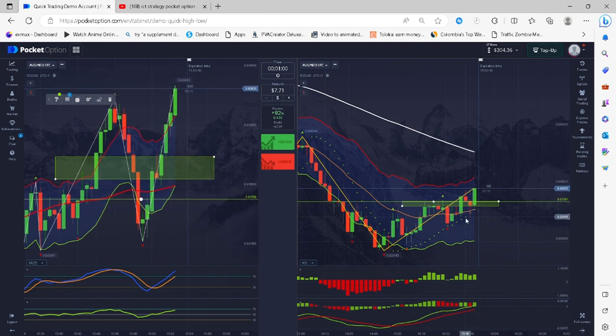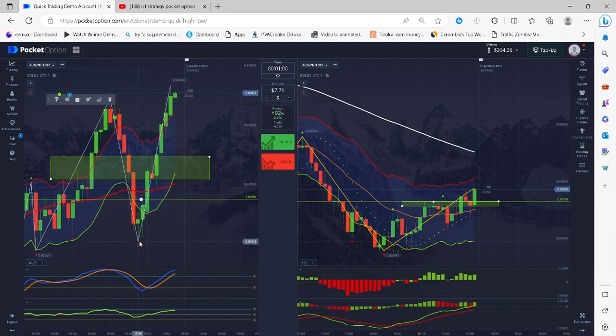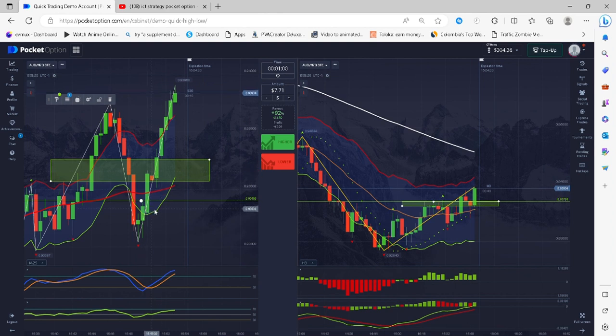You saw how it respected the fair value gap. We already know the market is buying, but the question is, where will it buy from? You now go down to your 30 seconds candle and wait for the market to play around your zone. I like when the fair value gap is matching with the bottom Keltner channel.